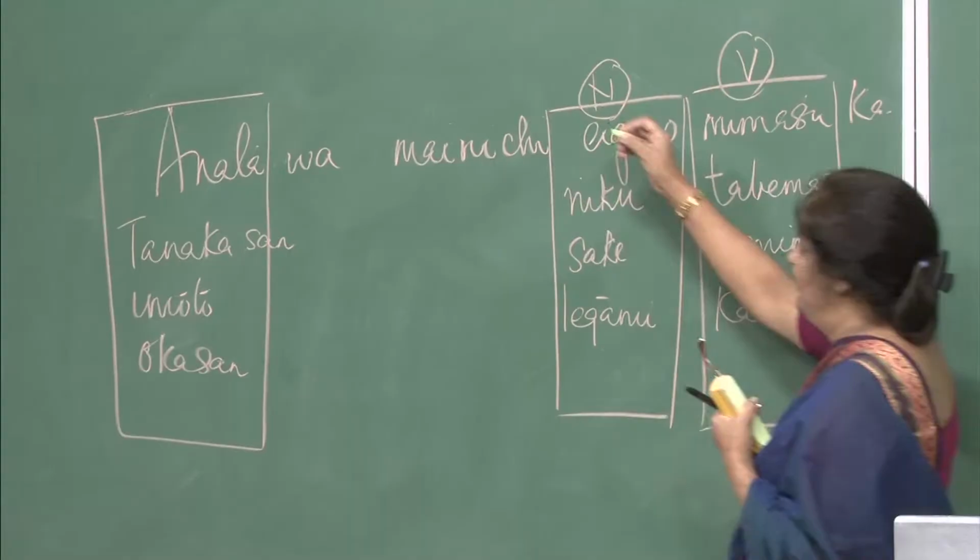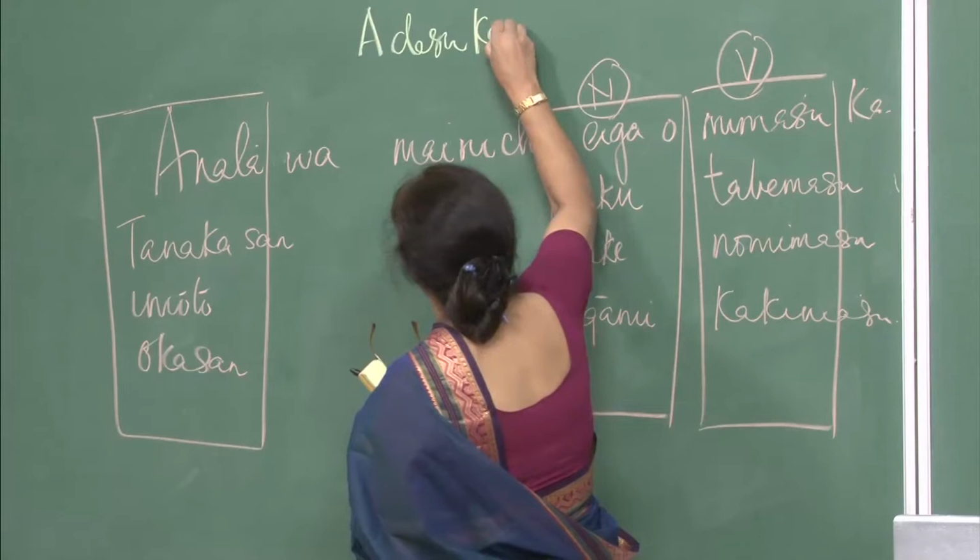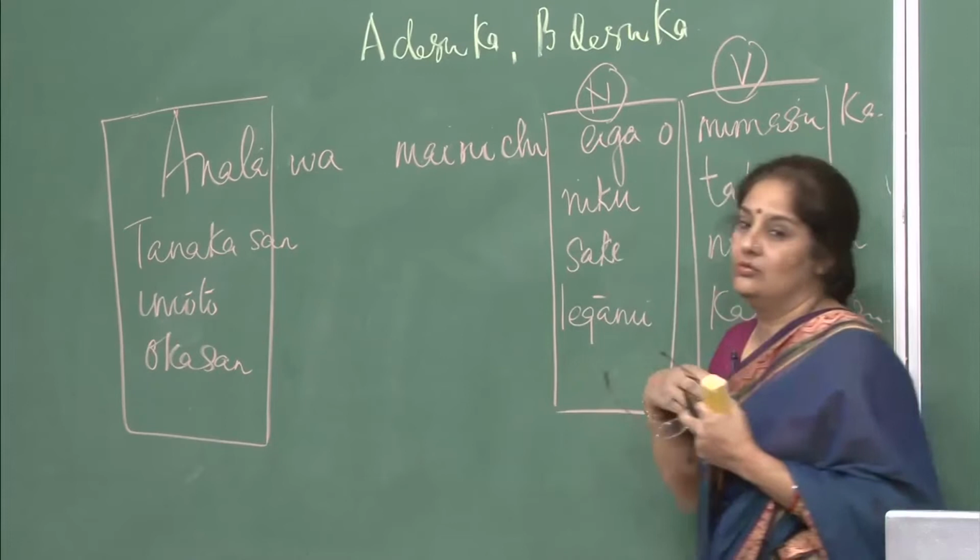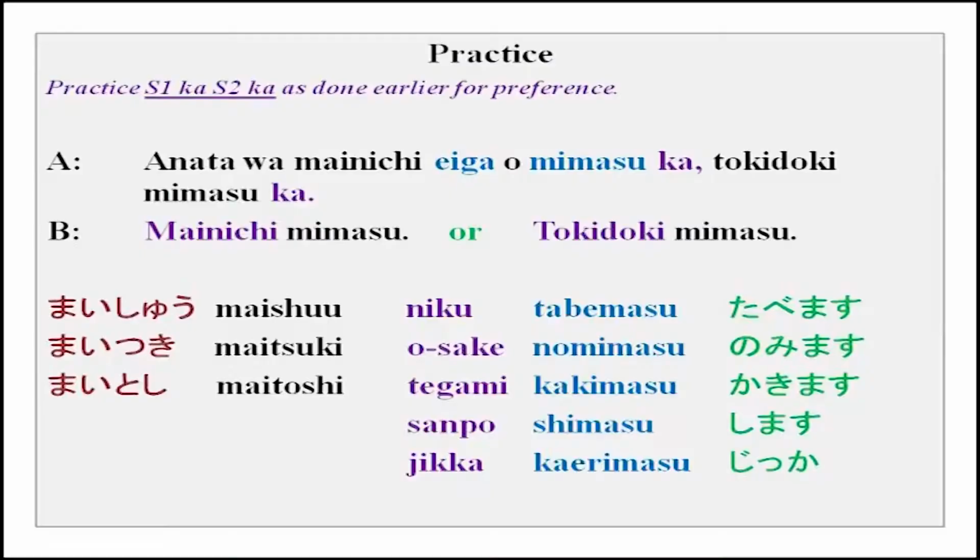A desu ka? B desu ka? If you remember, noun 1 desu ka, noun 2 desu ka. This is exactly what we have over here. Anata wa mainichi eiga o mimasu ka? Tokidoki eiga o mimasu ka? So, tokidoki is here in the question over here.